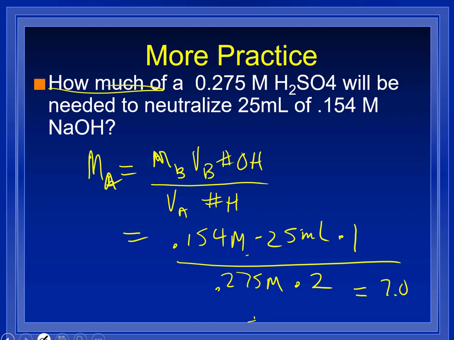7.0 units. Well, the only unit I have left, milliliters. And that's really good because I was looking for a volume, wasn't I?